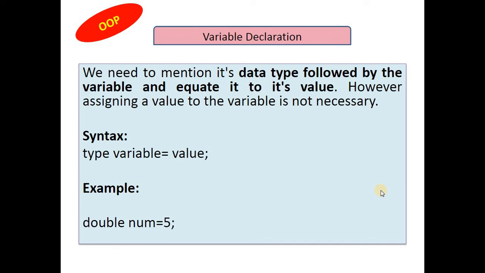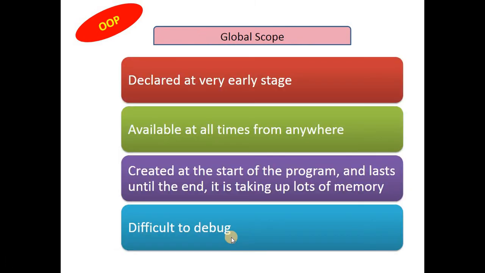So whenever we make a variable, it should be a data type followed by the variable name, and it can be equated to a value. However, assigning a value to the variable is not necessary. You may or may not assign the value. For example, the syntax is type, then variable is equal to value. Type can be any data type like int, double, float. Here I am taking double, then the variable name is given as num is equal to, and the value given to that variable num is 5. So this is the way you declare a variable.